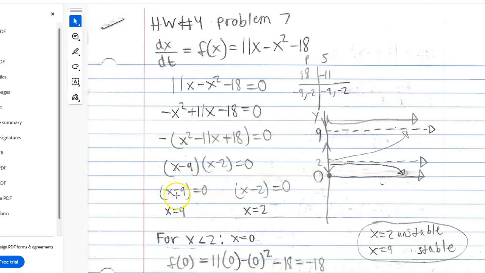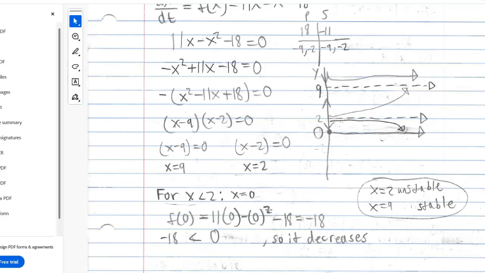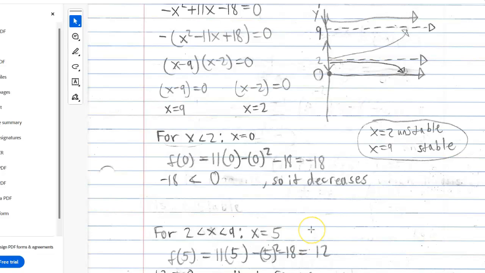Now we take x minus 9 and set it equal to 0, and then we add 9 to both sides to get x equals 9. And then we do the same thing for x minus 2, where we add 2 on both sides and get x equals 2. Now that we've done critical points, we have to find the stability, which we can do by analyzing the intervals determined by the critical points. So first, for x less than 2, we set x equal to 0, and we input 0 into f of x, giving us negative 18. And since negative 18 is less than 0, it decreases.